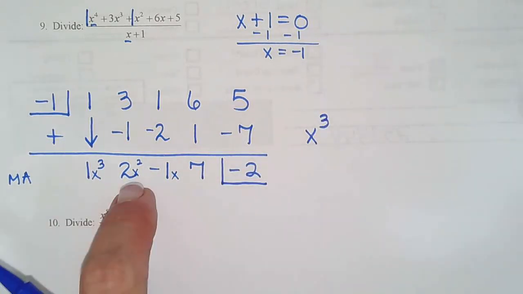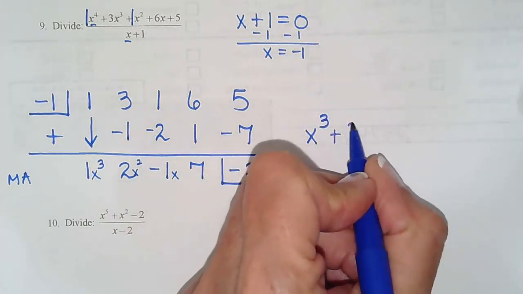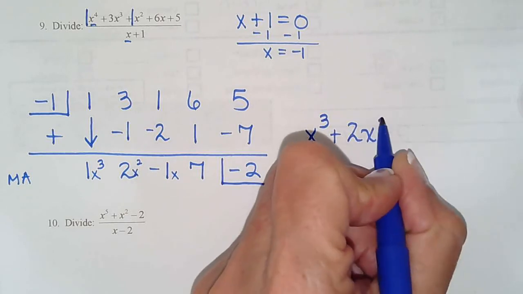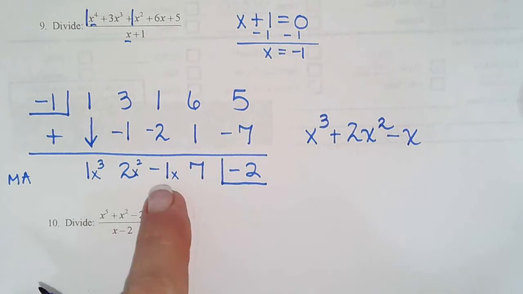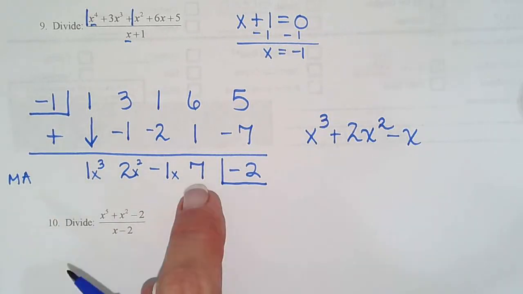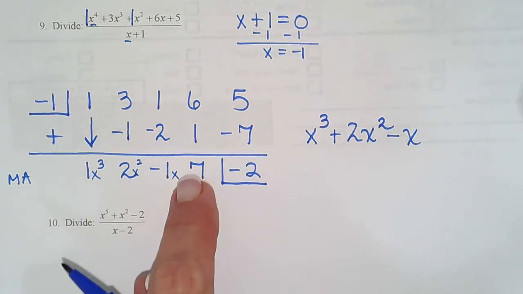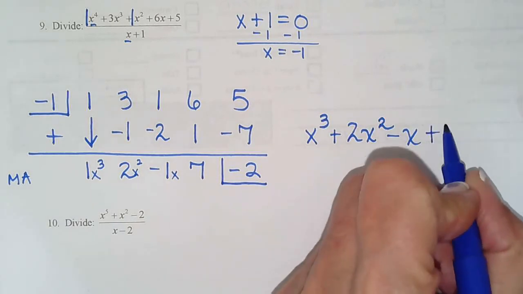So we have x cubed plus 2x squared minus 1x, or minus x is better. We usually don't put ones in front of them when we're writing the final answer. No sign there, so that means +7.